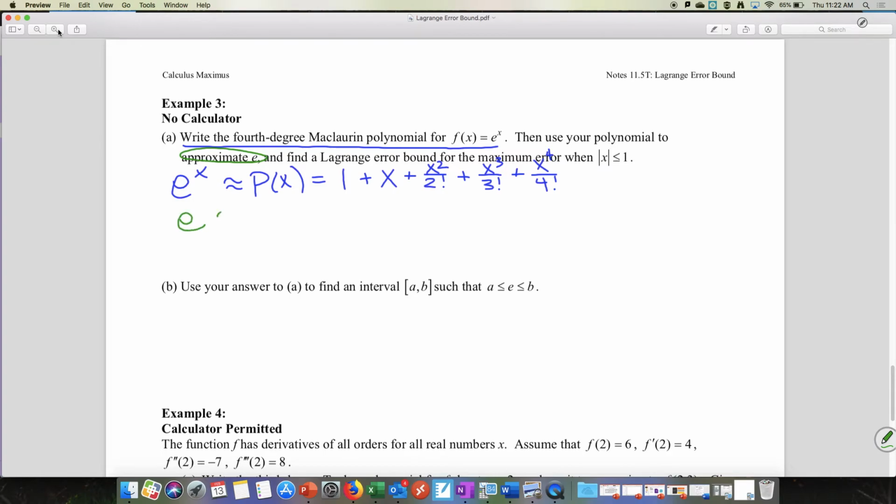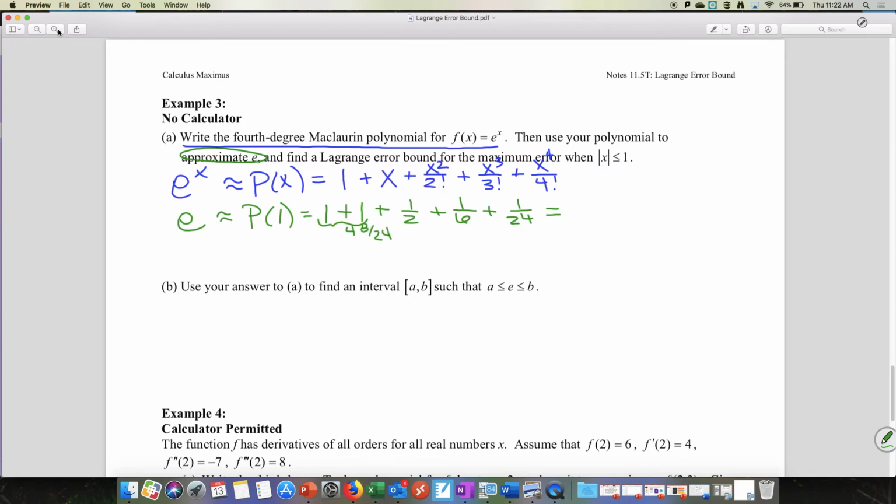So e is approximately our polynomial at 1, which is 1 plus 1 plus 1/2 plus 1/6 plus 1/24. This is a non-calculator problem, ladies and gentlemen. How am I supposed to add this? Making common denominators is really difficult in this case. What's our common denominator? It's 24. That was a big sarcasm. We have 24 over 24 plus 24 over 24. That gets you 48 over 24.